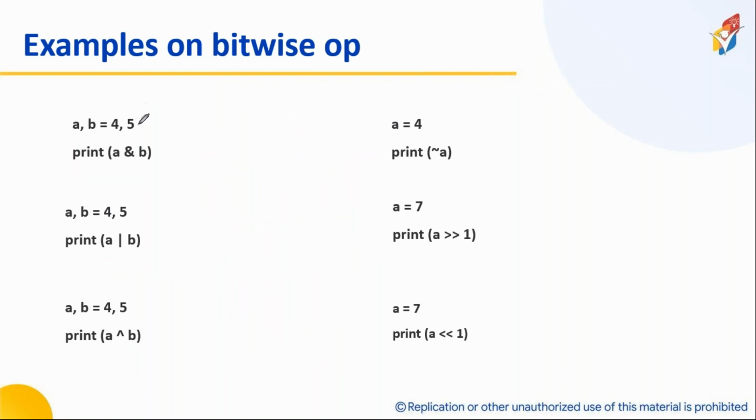Look at here. Actually, 4 comma 5 are in decimal form, so I need to convert the decimal into binary. How to convert decimal into binary? You should write like this: 1, 2, 4, 8.